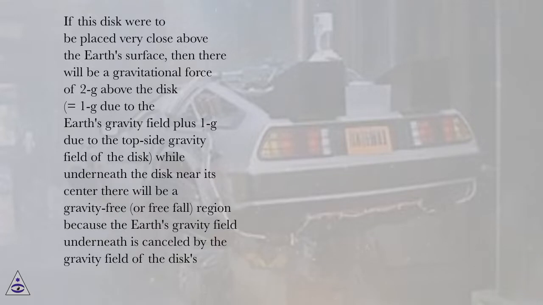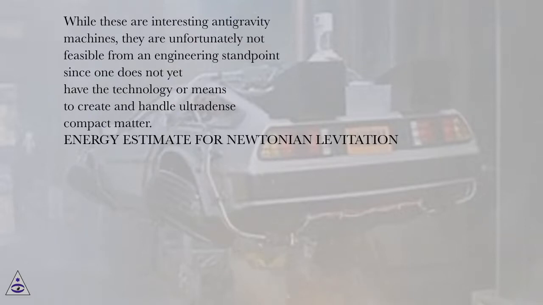a gravitational force of 2 g above the disk, equals 1 g due to the Earth's gravity field plus 1 g due to the topside gravity field of the disk, while underneath the disk near its center there will be a gravity-free, or free fall, region because the Earth's gravity field underneath is cancelled by the gravity field of the disk's bottom side. While these are interesting anti-gravity machines, they are unfortunately not feasible from an engineering standpoint since one does not yet have the technology or means to create and handle ultra-dense compact matter.